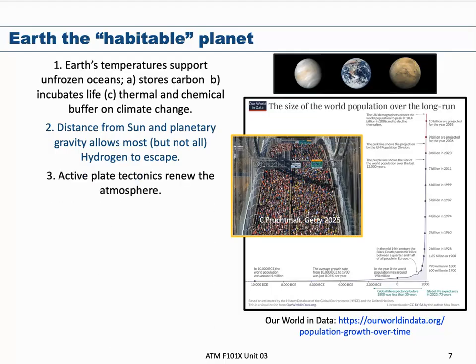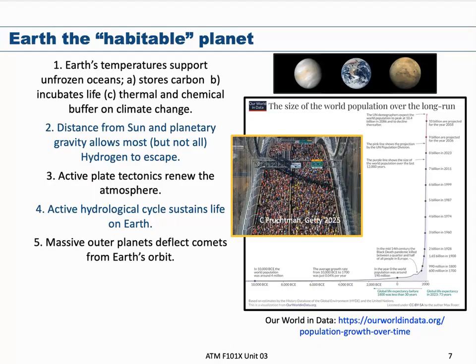3. Active plate tectonics renew the atmosphere. And so, for example, during the snowball Earth period, the plate tectonics allowed for the release of greenhouse gases into the atmosphere, ending the snowball. 4. An active hydrological cycle sustains life on Earth. 5. Massive outer planets, such as Jupiter and Saturn, deflect comets from Earth's orbit and reduce the amount of cometary bombardment of the Earth.